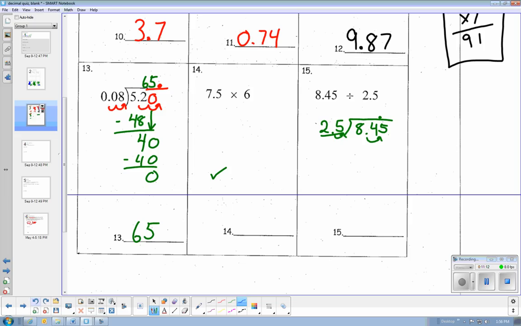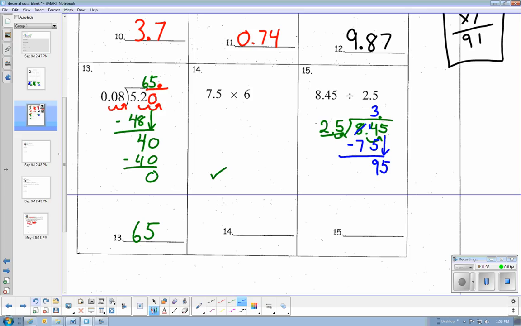Okay, will 25 go into 8? No. Will 25 go into 84? Yes, it goes in there 3 times. So think of 3 quarters. 3 times 25 is going to be 75 cents, right? When you subtract that, you're going to get a 9. You had to regroup here a little bit. You get a 9, and then you're going to bring down that 5.